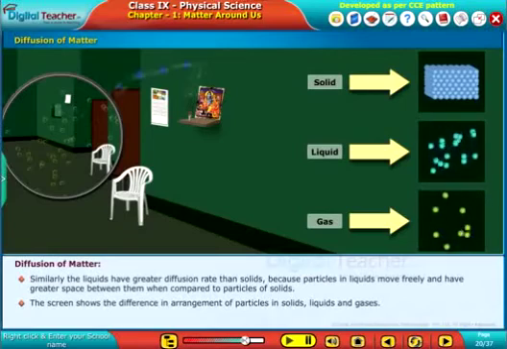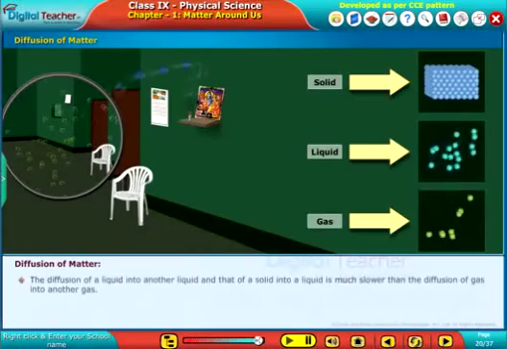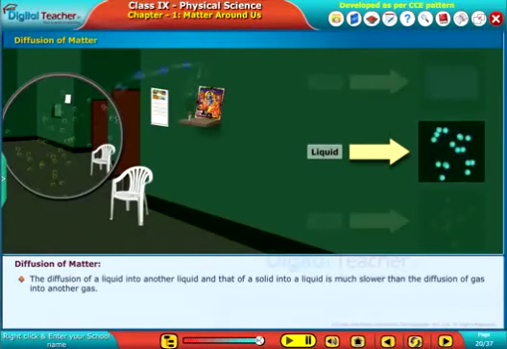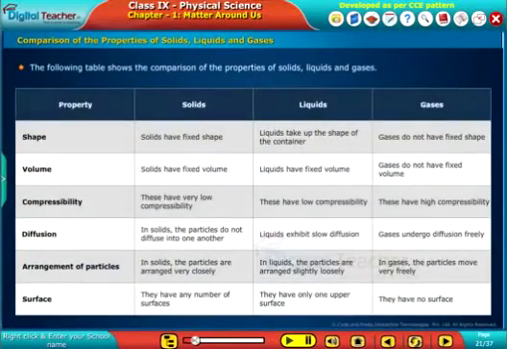The screen shows the difference in arrangement of particles in solids, liquids and gases. The diffusion of solid into another solid substance is negligible due to the immobility of particles in solids. The diffusion of a liquid into another liquid and that of a solid into a liquid is much slower than the diffusion of gas into another gas. The following table shows the comparison of the properties of solids, liquids and gases.